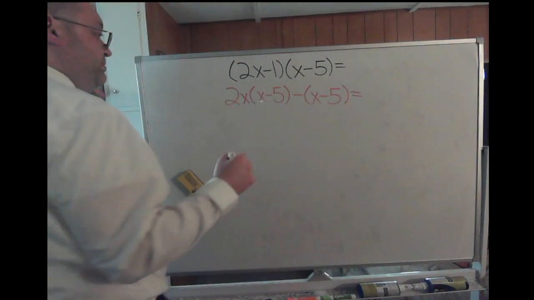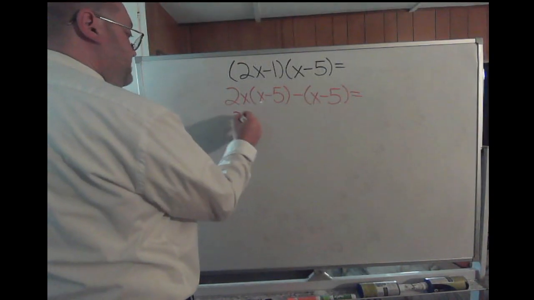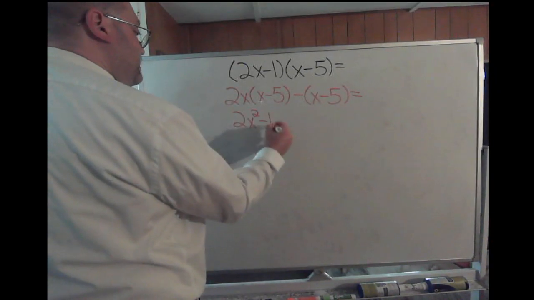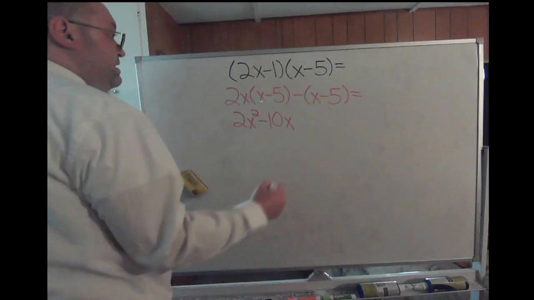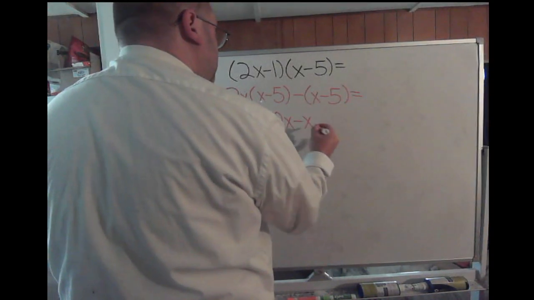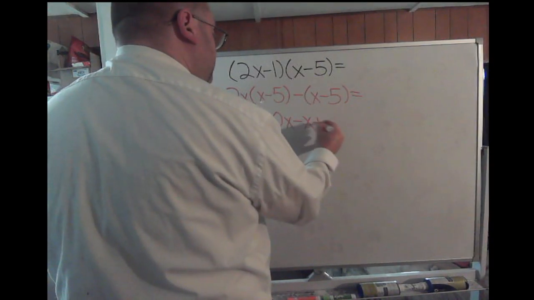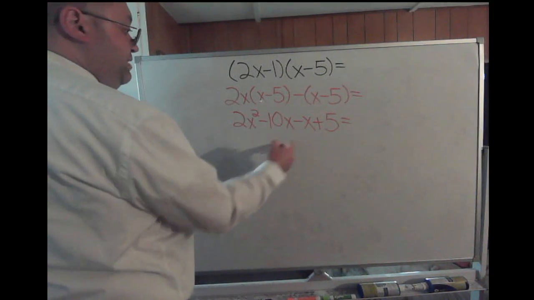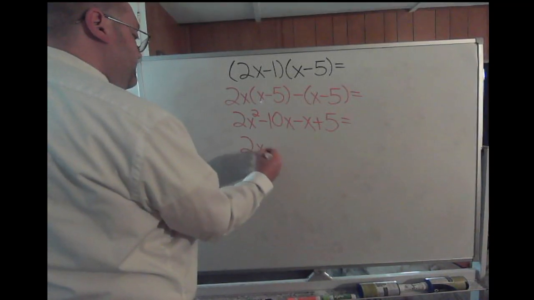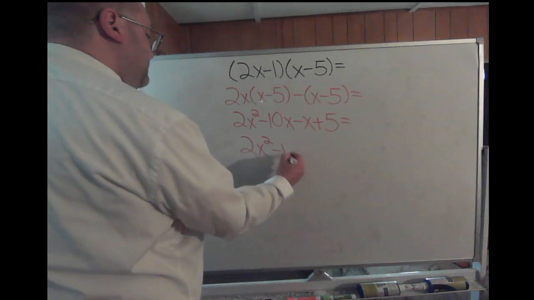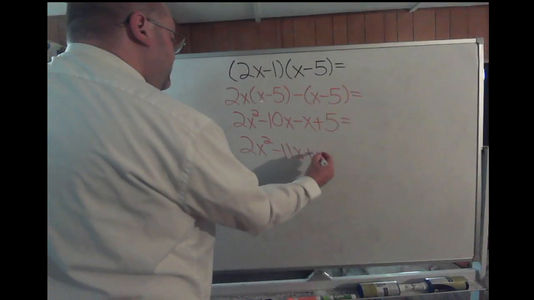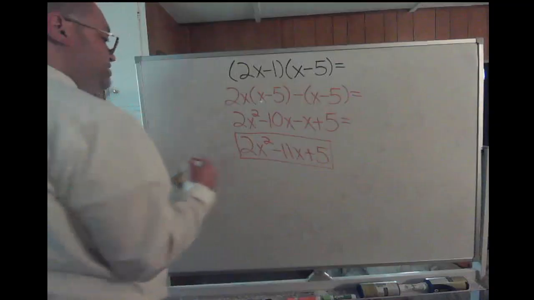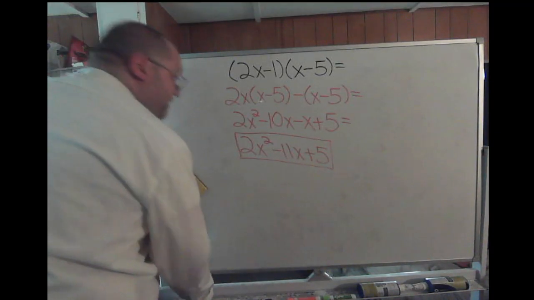So now we do the distributive property. You'll take the 2x times x, you'll get 2x squared. Then you have minus 5 times 2x, that'd be minus 10x. Now you have minus x, minus minus 5, that'd actually be plus 5. So now you just simplify the negative 10x and minus x, you'll get 2x squared minus 11x plus 5. So the answer you should get here is 2x squared minus 11x plus 5.